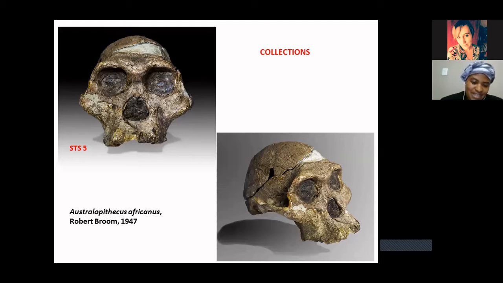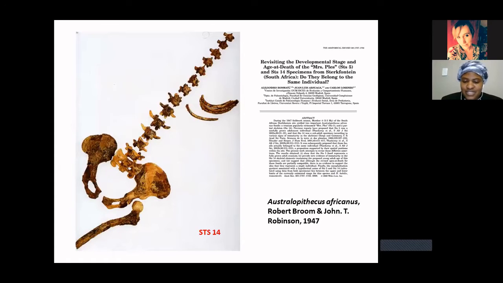We have Australopithecus africanus. I have said a lot about Mrs. Ples during this presentation. It was discovered by Robert Broom in 1947 at Sterkfontein Caves in the cradle of humankind, and associated with it, it dated about 2.5 million years. That's when we know that it was alive during that time. I have shared a little bit about the morphology regarding the cranium, as well as its ability to walk on two legs.